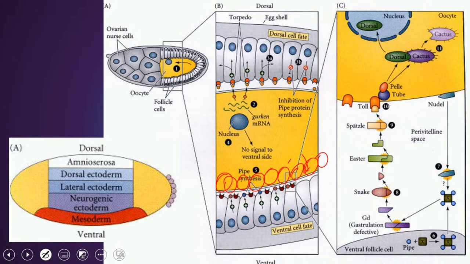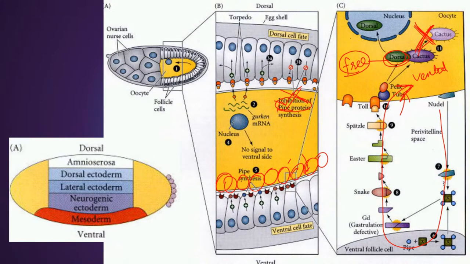So what will happen towards the ventral side, because of pipe protein synthesis, an entire cascade will degrade a molecule called cactus. If cactus is degraded, this dorsal protein becomes free. Where does it become free? At the ventral side. All this is not happening at dorsal. Nothing is taking place at dorsal because pipe protein is not there. But at ventral, dorsal is free. And if it is free, then what will it do? It will enter the nuclei. So at the ventral side, dorsal is high in concentration and it will enter the nucleus at the ventral side and give them all a ventral fate. That's how it ends up forming the mesoderm.